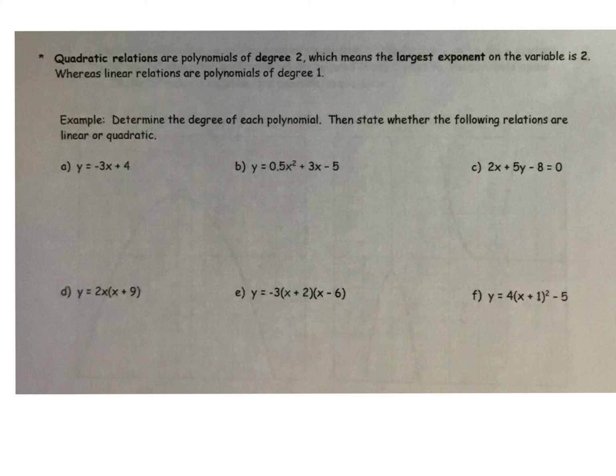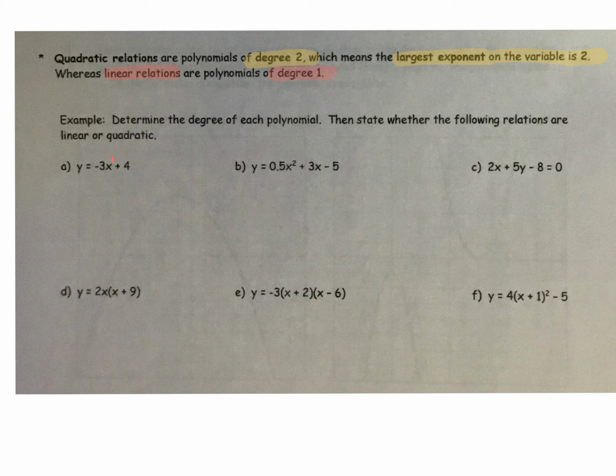Okay, so we know that quadratic relations have a degree of 2, which means that the largest exponent, when you expand it on the variable, is 2. If the exponent's larger than 2, is it quadratic? No. Linear relations have an exponent of 1. Remember, if there's no exponent there, we can imagine that there's a 1.